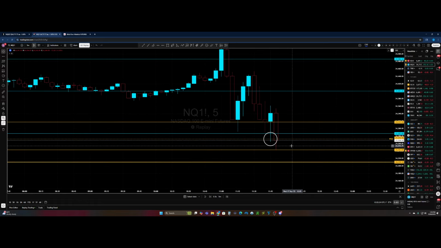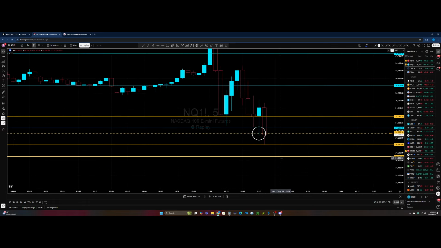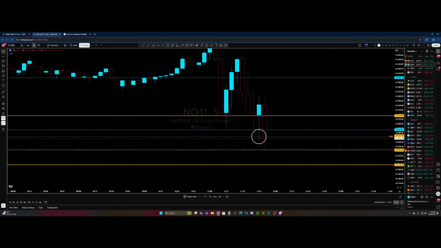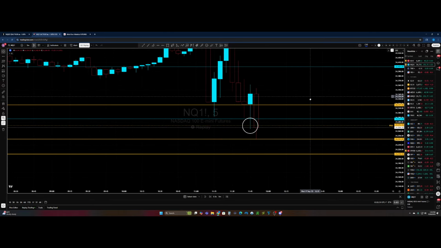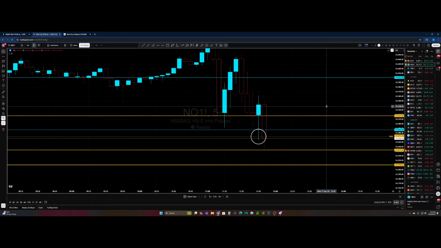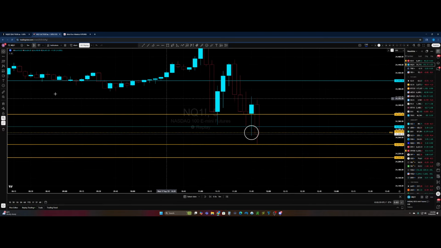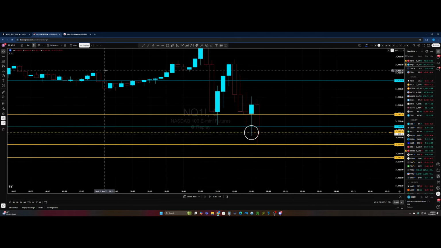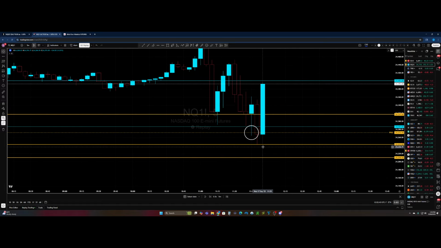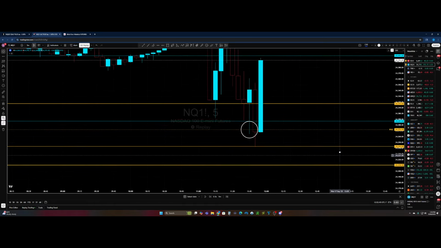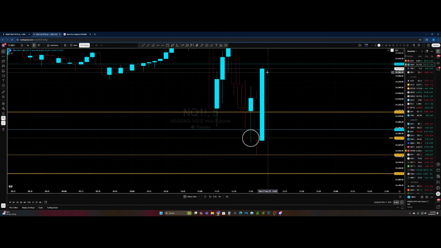The question is, are we going to push lower, right? So this is where things start to get a little difficult in trading. An easy system, but not something that's easy to execute, especially in real time. Let's move forward. Okay, as you can see, we did move up.